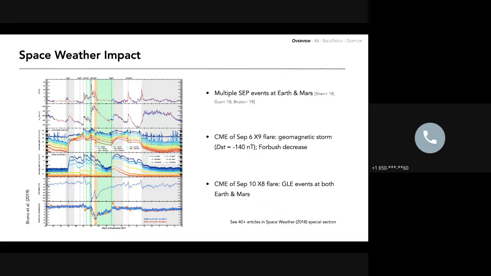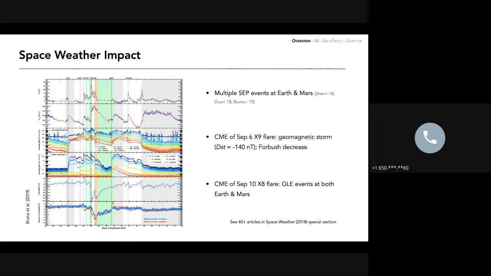On September 10th, the limb flare created a ground level event. That is a large number of particles picked up by the neutron monitor on the ground. You can see that in the lowest panel of the neutron counts: somewhere on the 10th, there's a small peak.